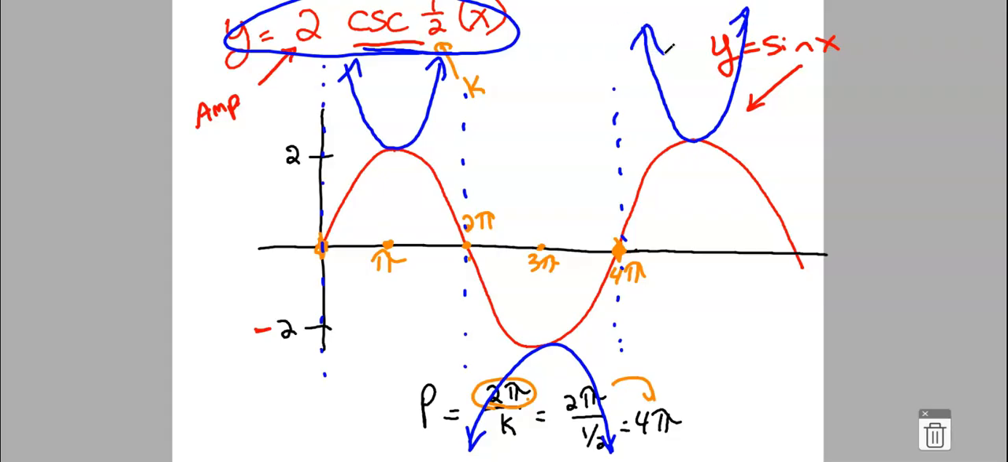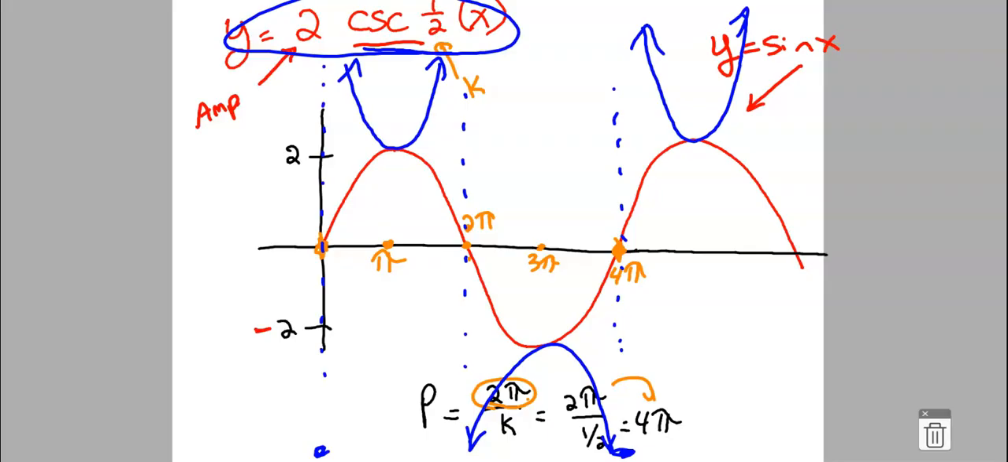And one period, remember, a period is where it starts repeating itself. So literally from here to there is one complete period. From 0 to 4 pi is one period where it starts repeating itself. All right, and that's the cosecant function.